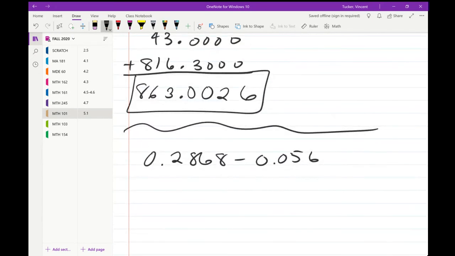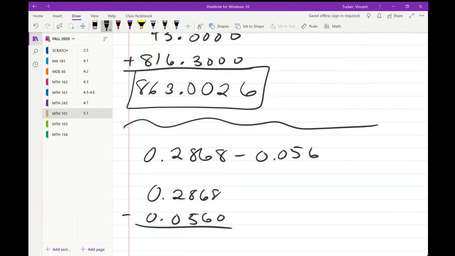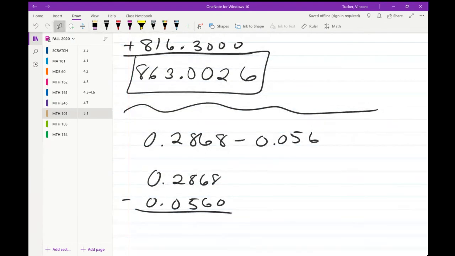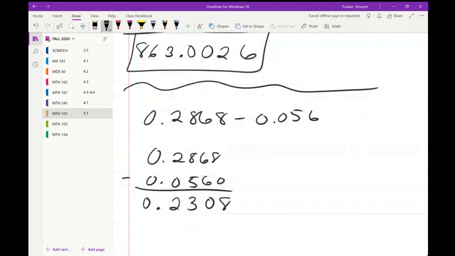All right. Handle subtraction the same way. So we have 0.2868 minus 0.056. So I added a placeholder behind that 5, 6. 8 minus 0 is 8. 6 minus 6 is 0. 8 minus 5 is 3. 2 minus 0 is 2. And put your decimal, and 0 minus 0, of course, is just 0.